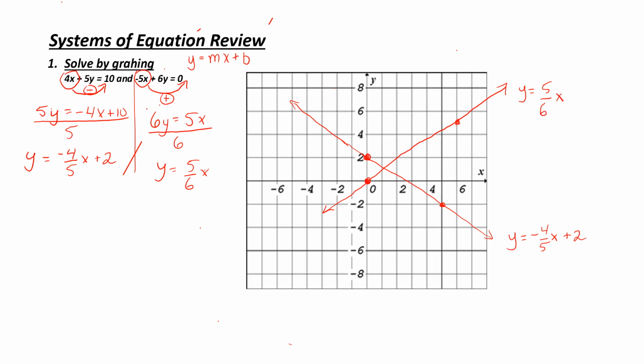and I find the intersection point. So I state my solution. Now, you try and be as accurate as possible, and based on what I see, my solution appears to be 1, 1. My x value is 1, my y value is 1.